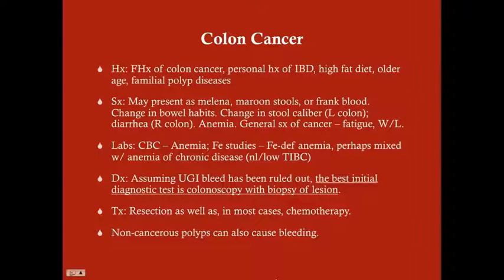So just because you're going in doing colonoscopy doesn't mean you'll always find cancer. It may be caused by a polyp. So it's not cancer all the time.